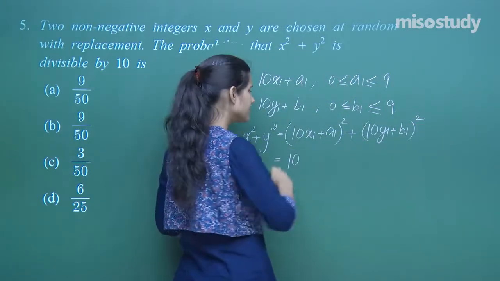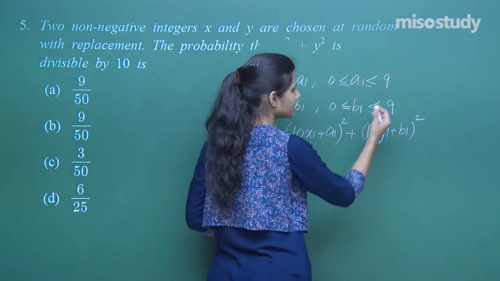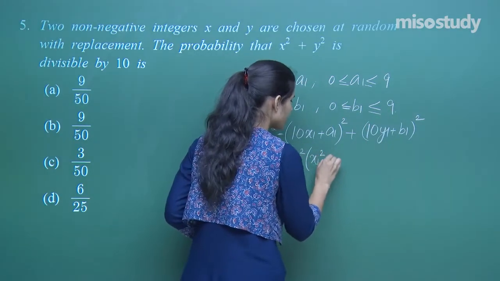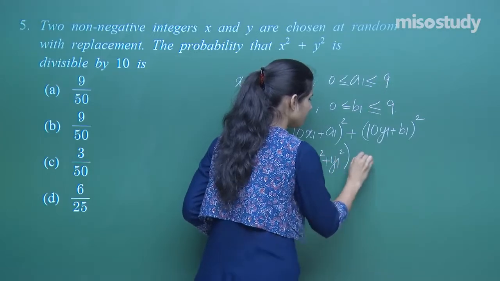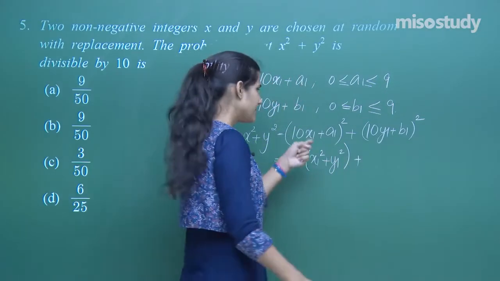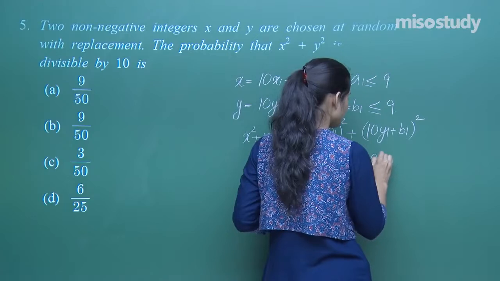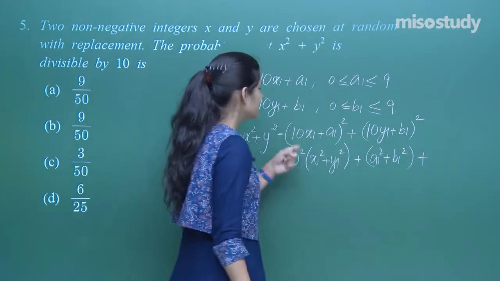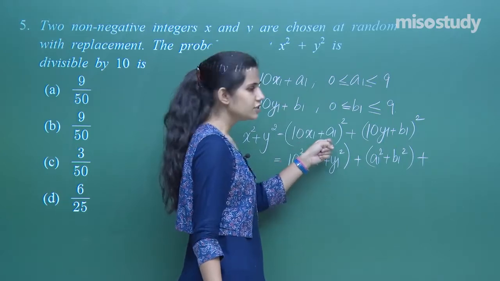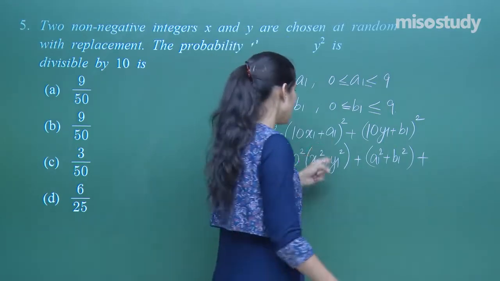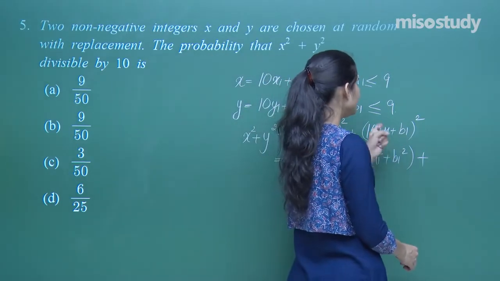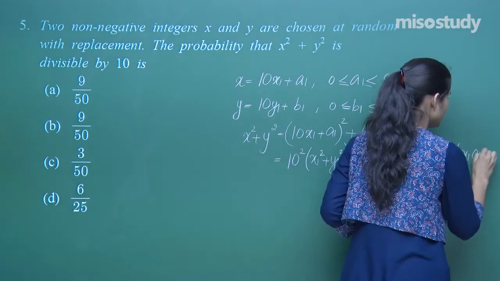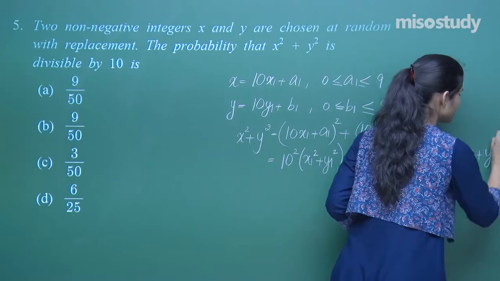Right? This becomes 10 square into x1 square plus 10 square into y1 square. So 10 square comes out common: x1 square plus y1 square, plus a1 square plus b1 square, plus 2 into 10x1 into a1, so 20 into x1 a1, and from here 20 into y1 b1, so 20 into (x1 a1 plus y1 b1).